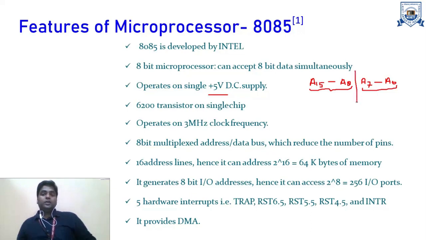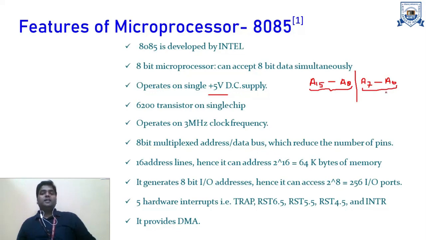Out of these two halves, the lower half will contain these 8 bits of address information, as well as 8-bit data information. So we can say that the data information is multiplexed in these 16 address lines. That means this 8-bit information contains the address information as well as the data information. But at a time, it does not contain both.